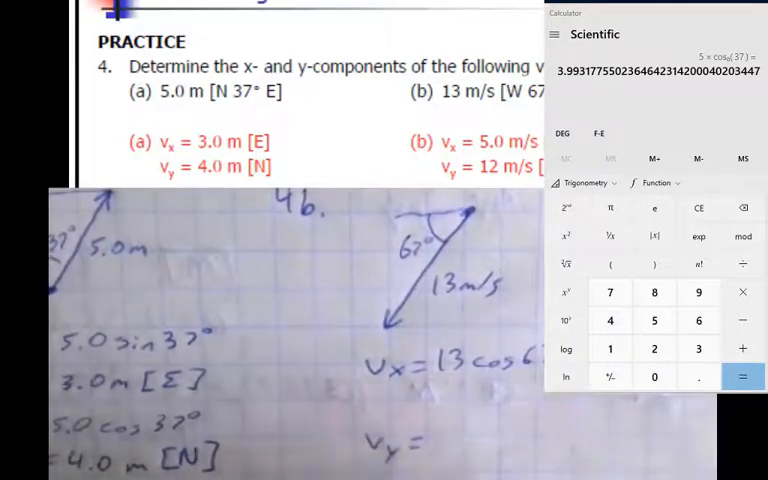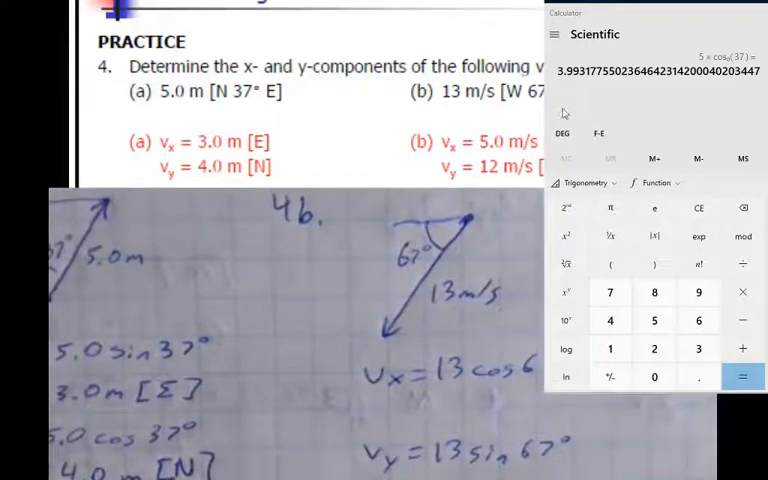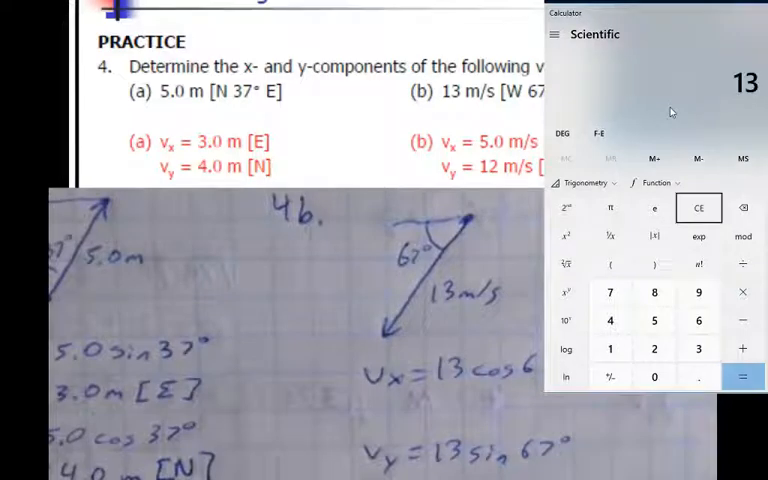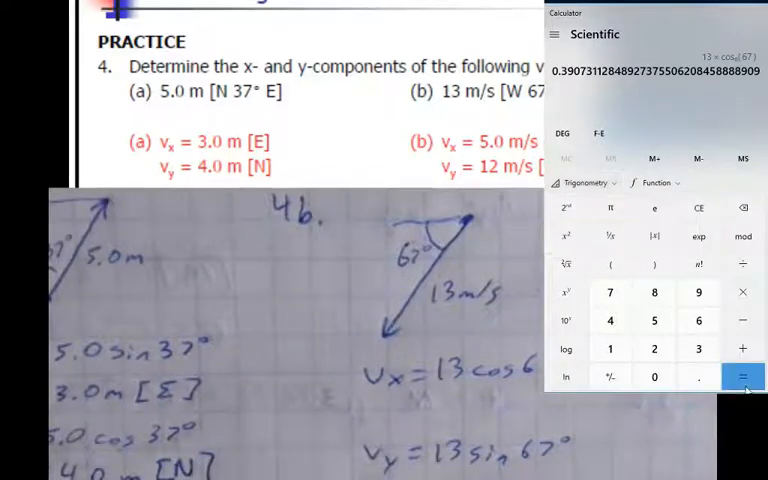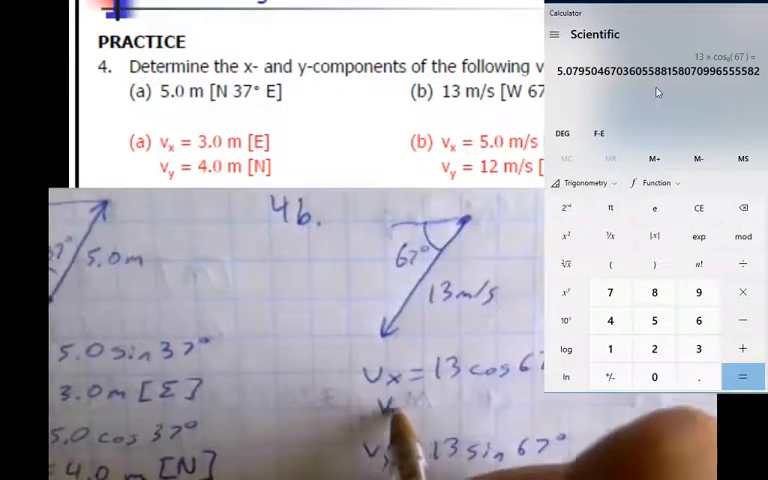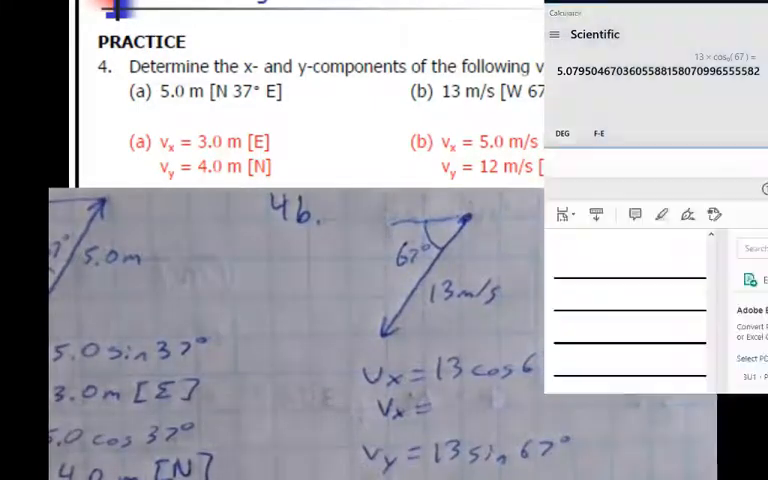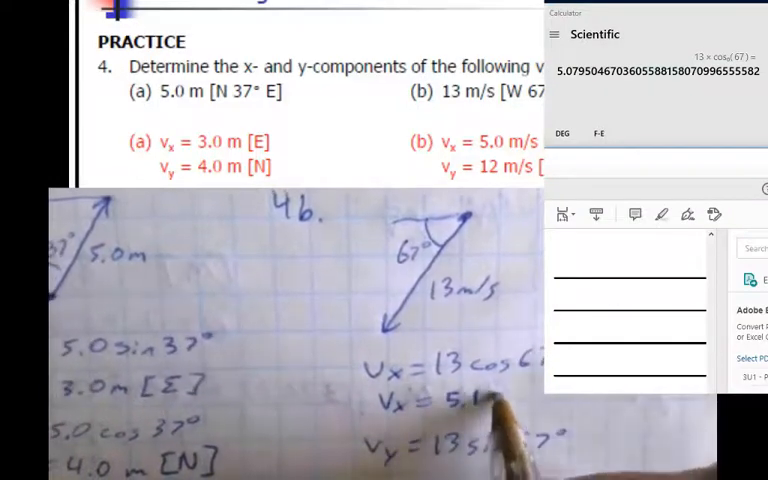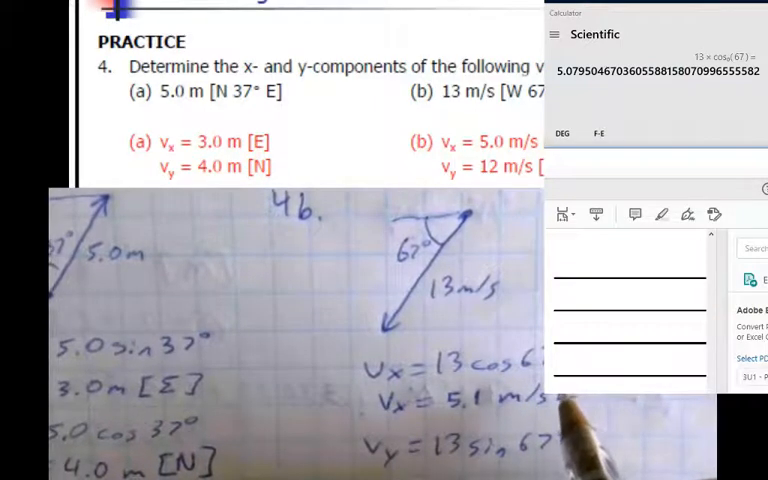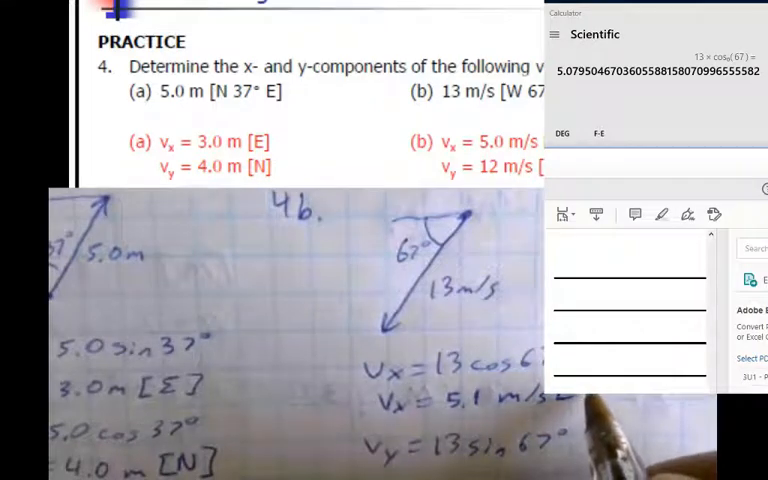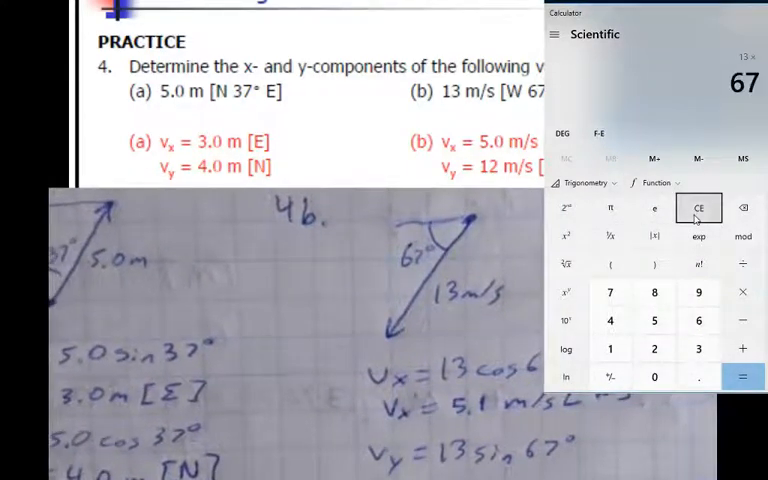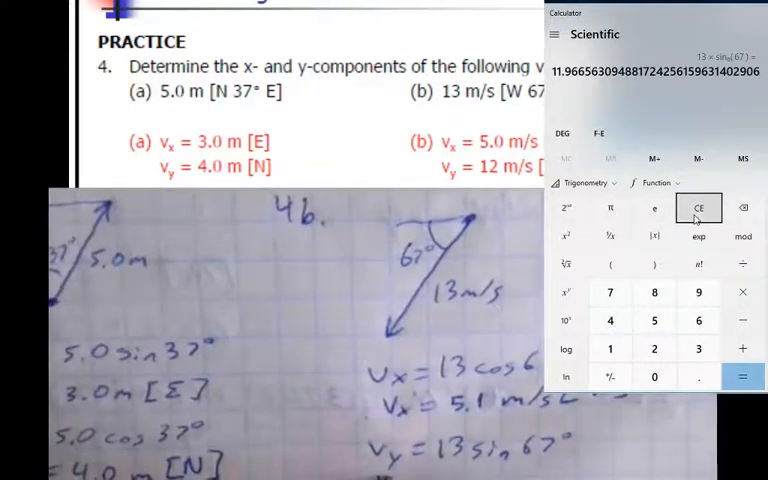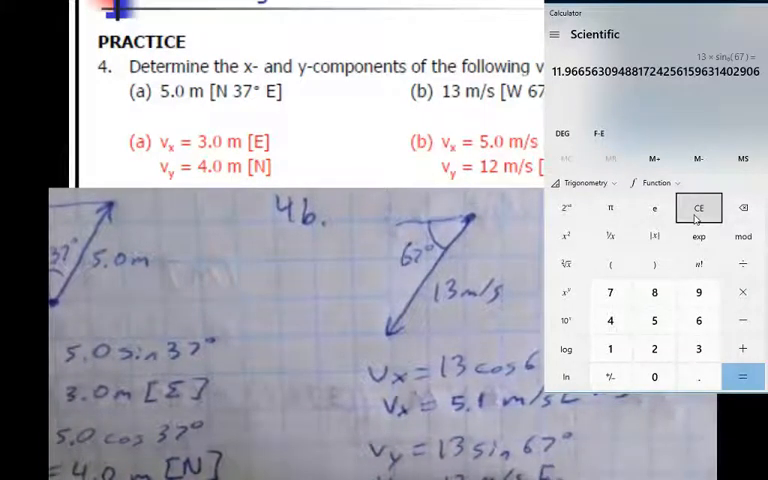And I might as well write down what my y is going to be. It would be 13 sine of 67 degrees. It's going to be this length here. We'll do that calculation here. So 13 times the cosine of 67 is, let's hit the equals button, 5.07. Should be 5 right on the dot, but it's just because the 67 is not exact. So that is 5.1 meters per second, directed towards the west. And 13 times the sine of 67 will round up to 12 meters per second, and that is south.